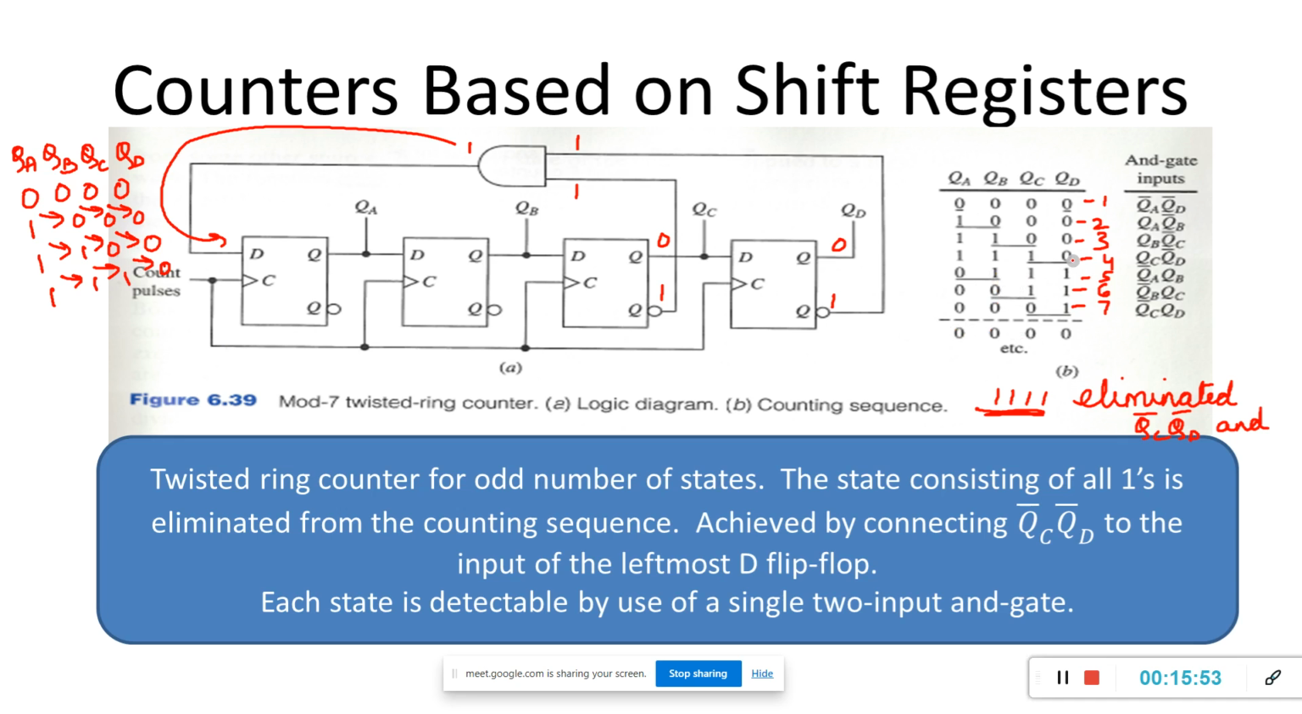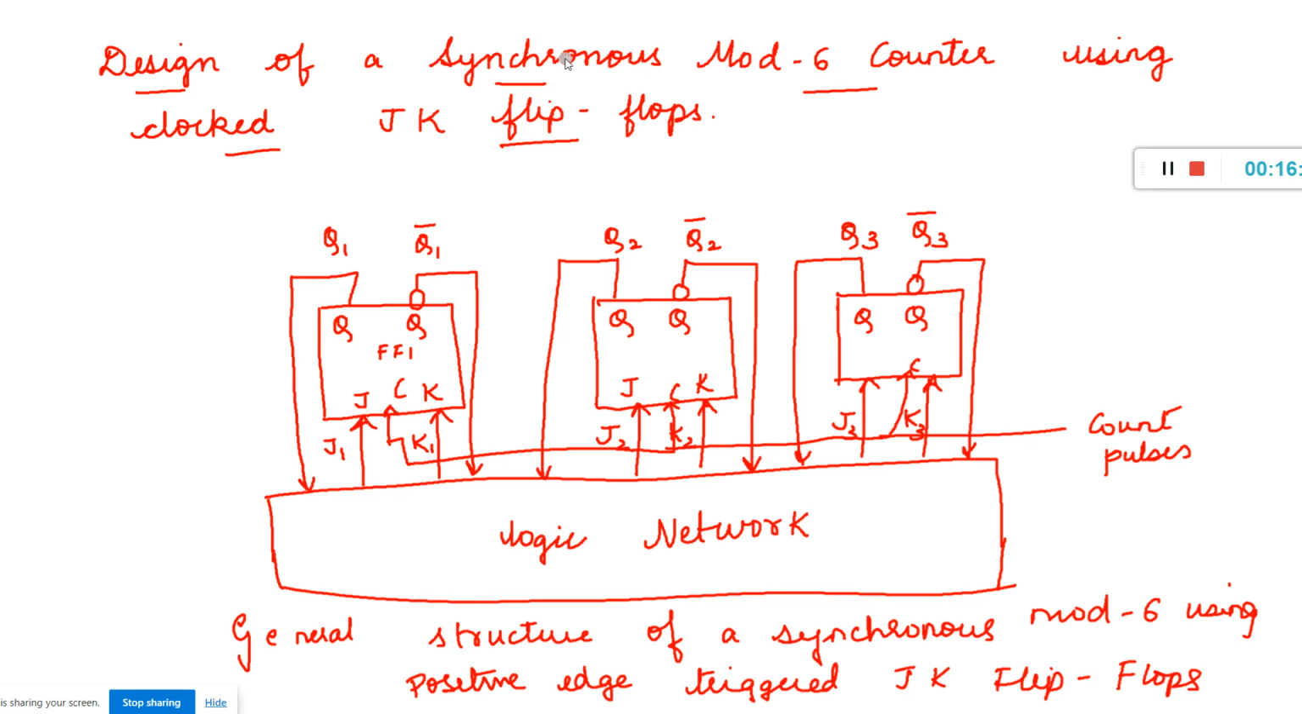Okay, so here we have eliminated 1 1 1 1 by using the 2 input AND gate by connecting QC bar and QD bar. You can see here QC bar and QD bar are both connected as an input to the AND gate. Output of the AND gate is connected as an input to the first flip flop. Okay. Design of a synchronous mod 6 counter using clocked JK flip flops. We are using here positive edge triggered JK flip flops.